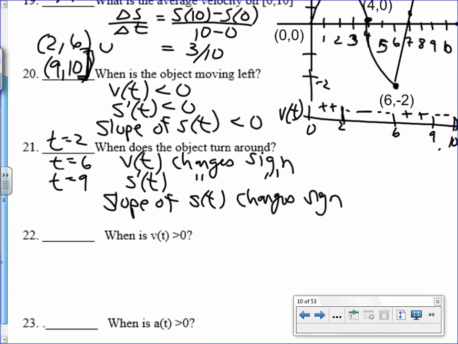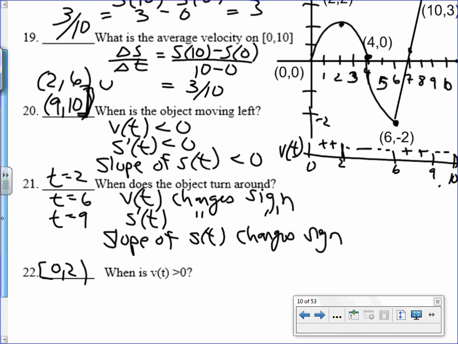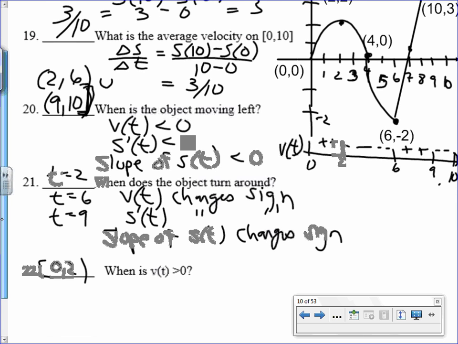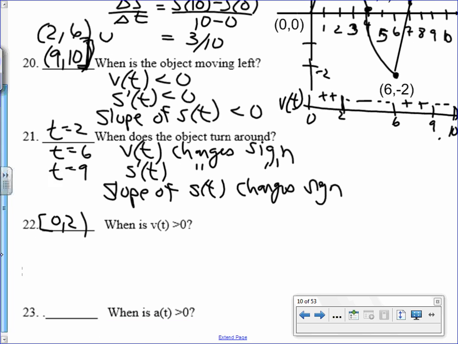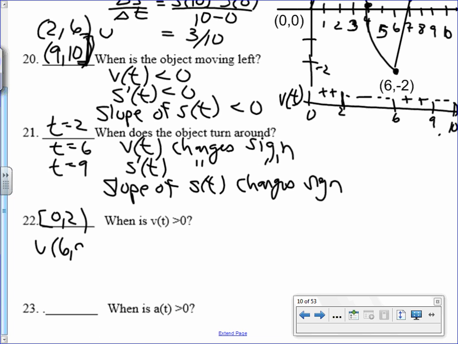When is velocity positive? That's when the slope of position is positive, and we just did that. So the slope is positive from 0 to 2. You can include the 0 or not, I don't care. Actually, at 0 it doesn't exist. And from 6 to 9. And that's it.